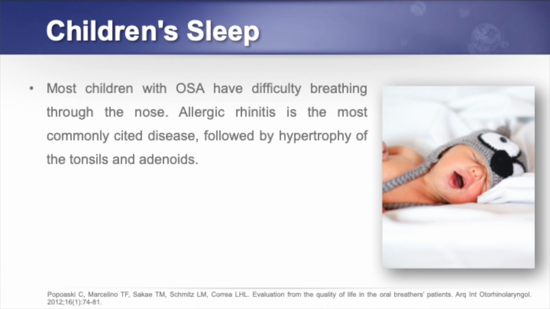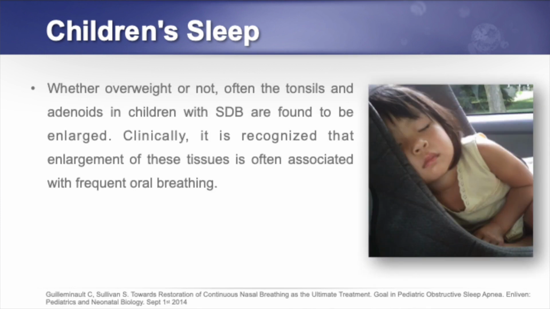Children sleep. Most children with obstructive sleep apnea have difficulty breathing through their nose. Allergic rhinitis is the most commonly cited disease, followed by hypertrophy of the tonsils and adenoids. And whether overweight or not, often the tonsils and adenoids in children with sleep disordered breathing are found to be enlarged. Clinically, it is recognized that enlargement of these tissues is often associated with frequent oral breathing.